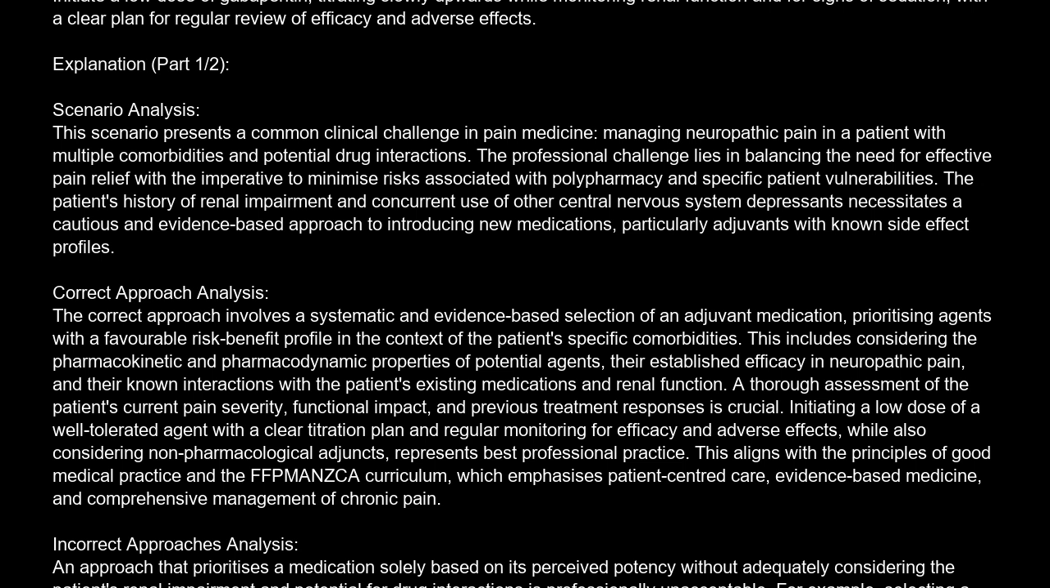Incorrect approaches analysis. An approach that prioritizes a medication solely based on its perceived potency, without adequately considering the patient's renal impairment and potential for drug interactions, is professionally unacceptable. For example, selecting a medication with significant renal excretion without dose adjustment or contraindication in moderate renal impairment would violate principles of safe prescribing and patient safety, potentially leading to toxicity.